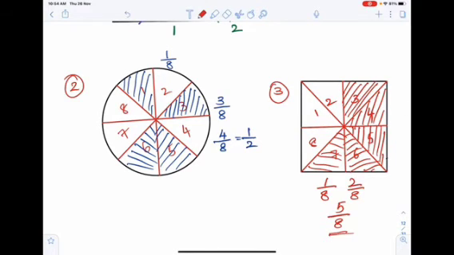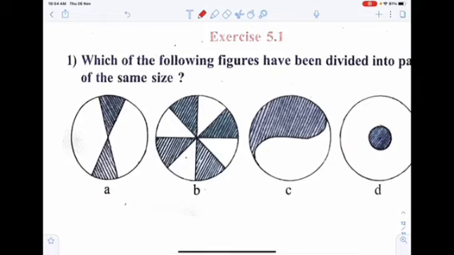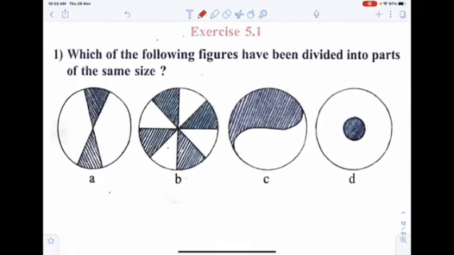Okay. Now moving on to some practice problems. Children, all of you have your textbooks with you, right? Now we can consider solving from the textbook itself. You have exercise 5.1 on page number 55. Which of the following figures have been divided into parts of the same size? This is the first question that you have got. You have 4 figures here. So out of these, you need to find out the figure which is equally divided.